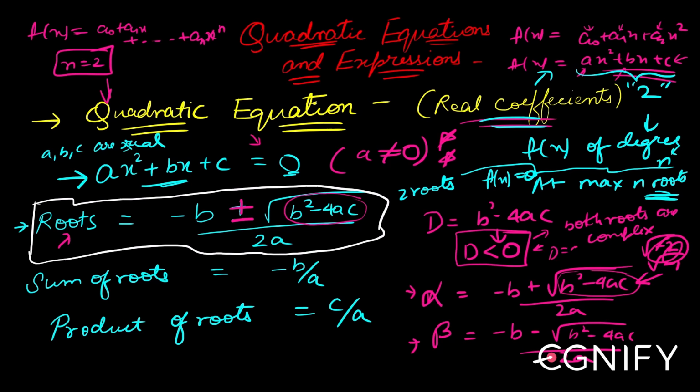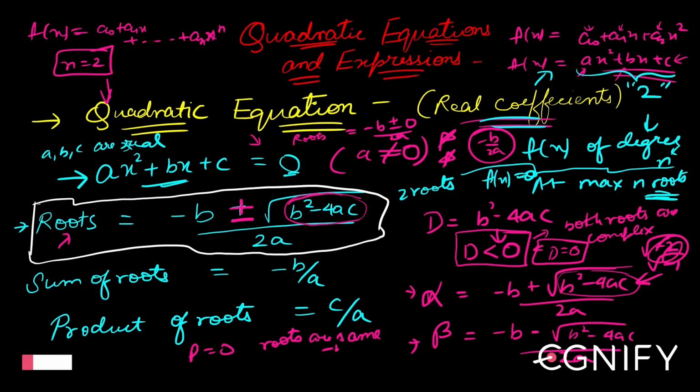If your discriminant is equal to 0, then this part will be 0. So the roots will be minus b plus or minus 0 by 2a. That means both your roots are minus b by 2a, right? So if D is equal to 0, roots are same.